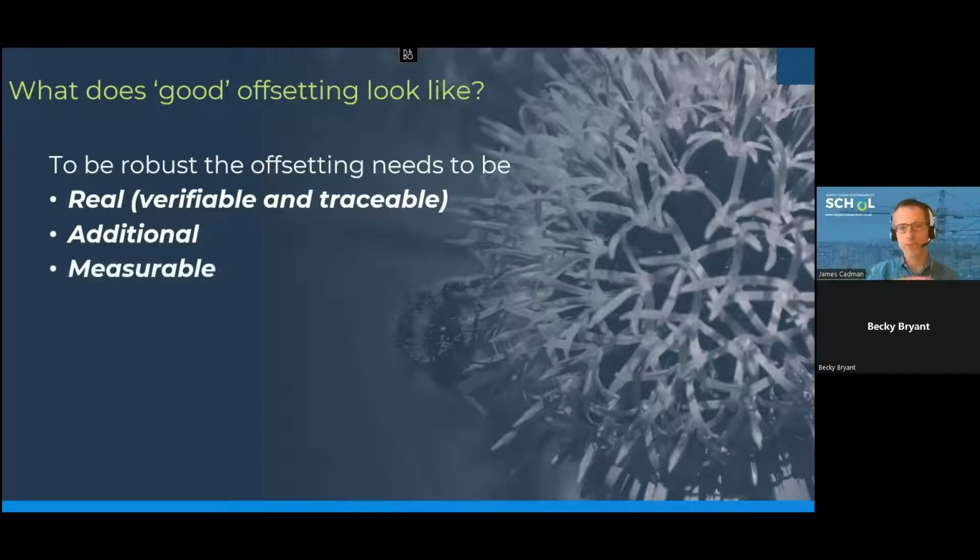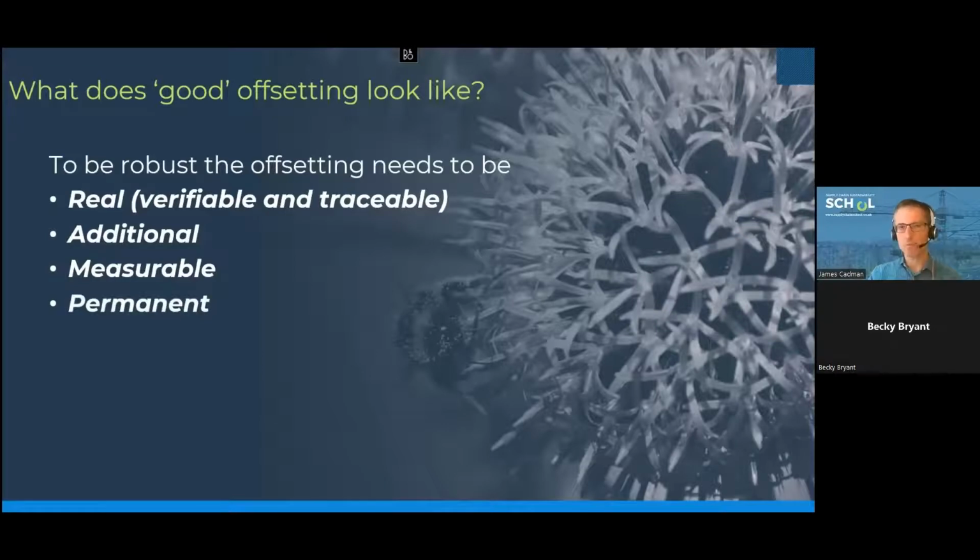It needs to be measurable. You need to be able to say how much carbon you've removed. That's clearly a key part of it as well. You can't just say, oh, we've got carbon offsets because someone's planted some trees. But how many trees and how much carbon are they absorbing and how long are they going to be doing it for? So it needs to be measurable. And there are some very robust schemes to measure the carbon that's actually happening.